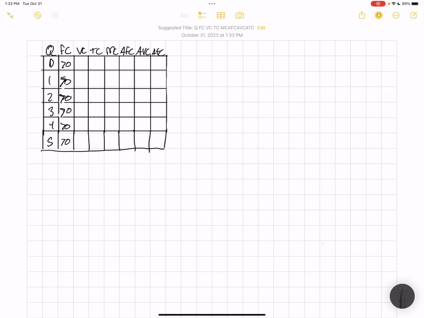Alright, so the next thing it gives us over here, there's an 80 on the variable cost for 2, a 120 on total cost for 1, a 30 on marginal cost for 3, 37.5 on average variable cost for 4, and 54 on average total cost for 5.